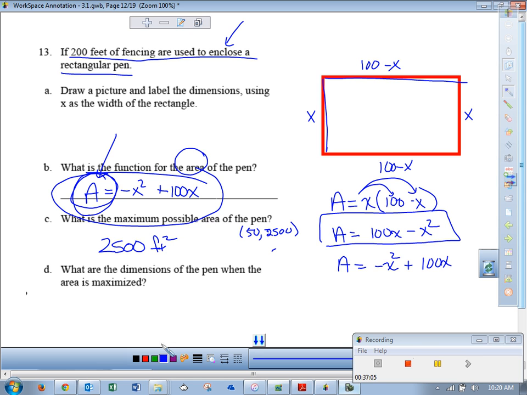What are the dimensions of the pen? Well, I know x is 50, right? So it would be 50. And then if I put 50 in for x right here, what's 100 minus 50? 50. So 50 feet by 50 feet.